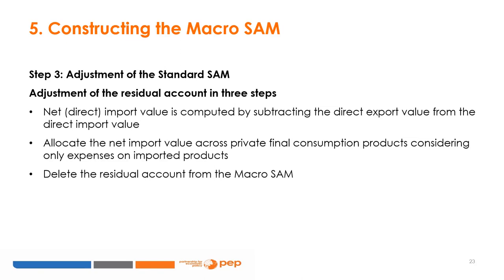The residual account is adjusted in three steps. First, the net direct import value is computed by subtracting the direct export value from the direct import value. Second, the net import value is allocated to the private final consumption products, considering only expenses on imported products. The shares of private final consumption expenditure are computed across products that are imported. The net import value is distributed across these products using the computed shares. Private final consumptions are augmented by the imputed net imports, use side. Imports are augmented by the amount adjusted for private final consumptions, supply side. Third, the residual account is deleted from the macro SAM.